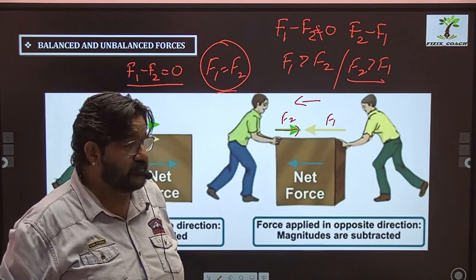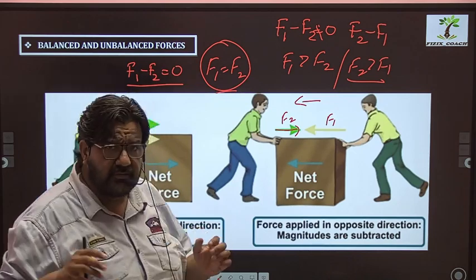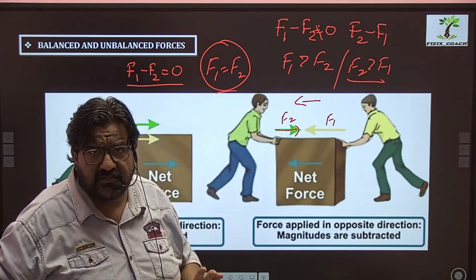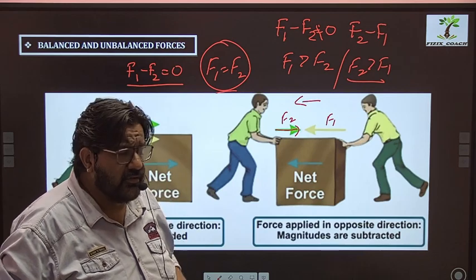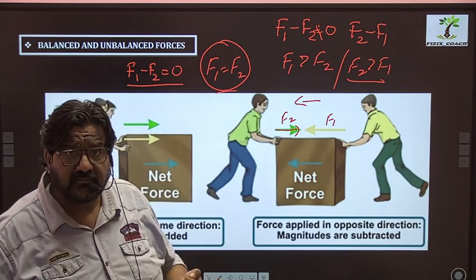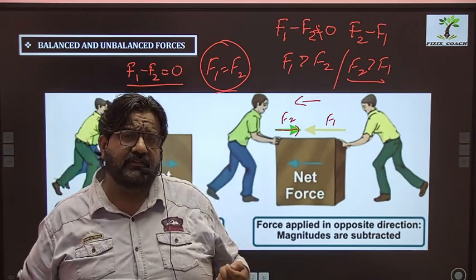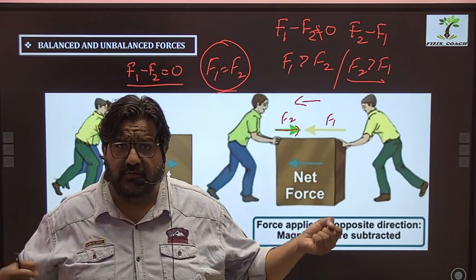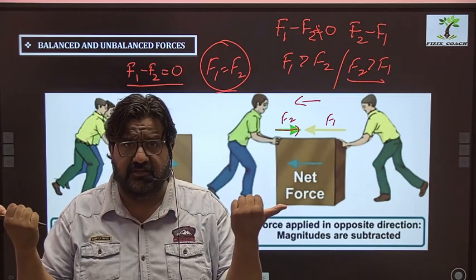So, this is a general explanation of balanced and unbalanced forces. You can take many examples. You can take the example of rope pulling. You must have observed this game in which two teams are there and they pull the rope on either side.